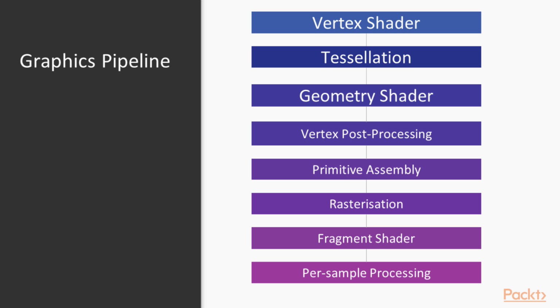The next stage is Vertex Post-Processing, where the primitives can be clipped. Then, the primitive assembly, where the vertex data is assembled into primitives and faces of the primitives are culled if this is enabled. The next step is Rasterization, where the primitives are rasterized, which means the primitive is broken down into fragments. The fragment shader comes next, where the fragments are processed and they're coloured using colours and textures. The final step is the per sample processing, where the fragments from the fragment shader are processed and the data is written to the buffer.